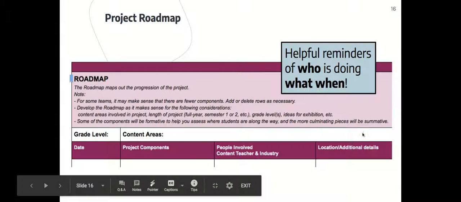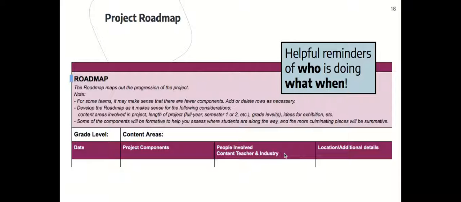So as you can see in this visual, the roadmap covers the grade level and the content areas that are involved once again, but you can see here that there's a progression. So the date, the project components that students will be working on throughout the course of the project, the various people who will be involved, not only the content area teachers, but the industry connections or the client connections.